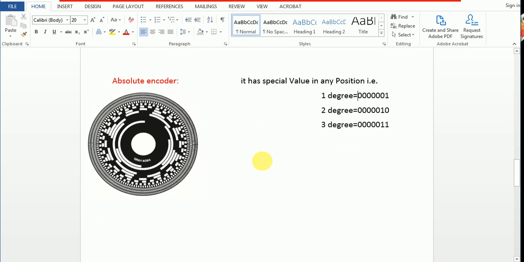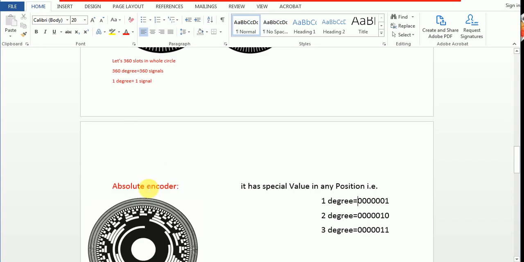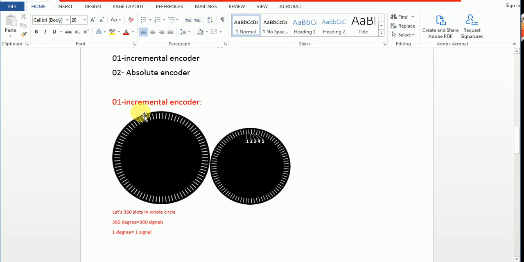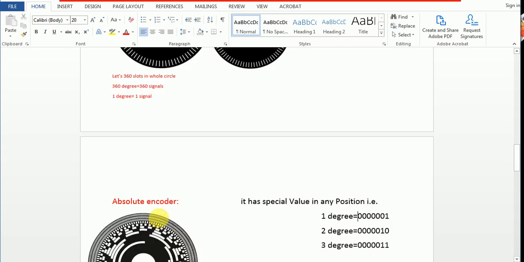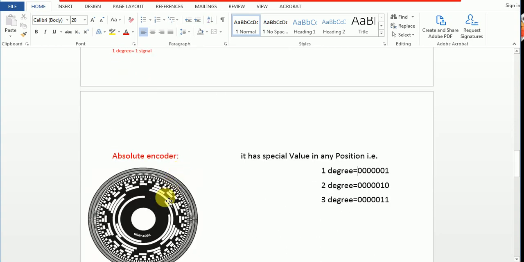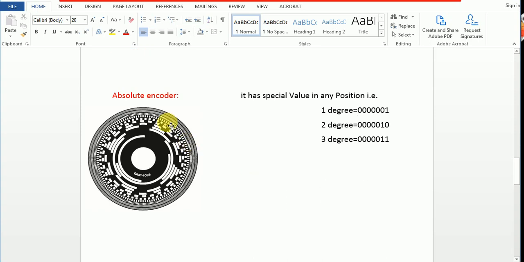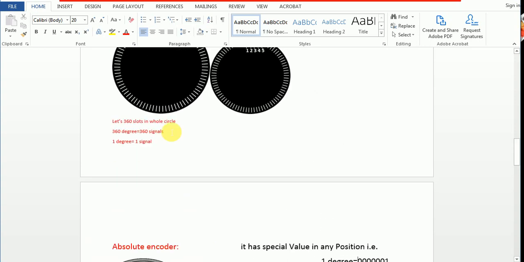So the difference between an incremental encoder and an absolute encoder: the incremental encoder has only one row of slots, or maybe 2, but the absolute encoder has a disc with a lot of patterns. This is the main difference between the absolute encoder and the incremental encoder.